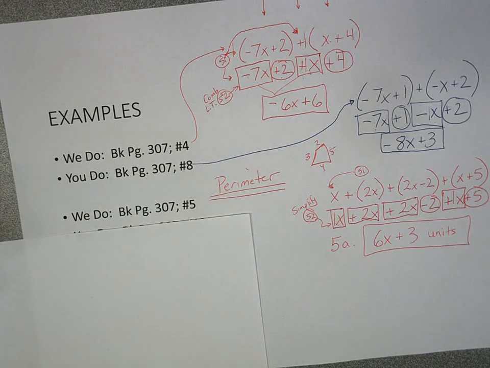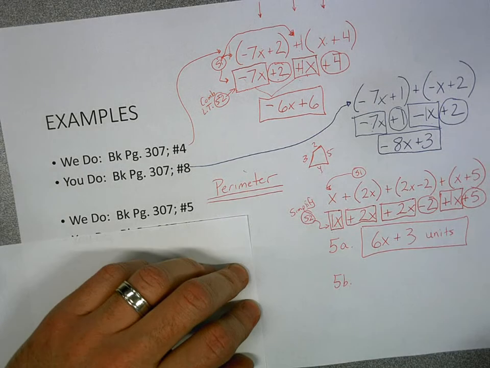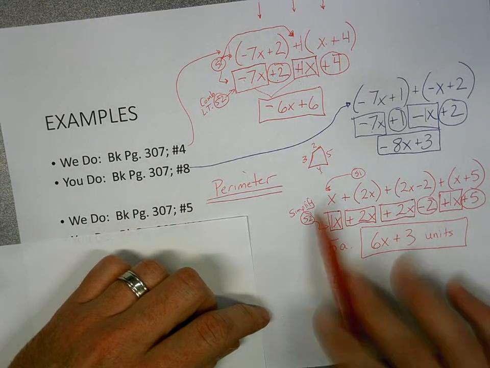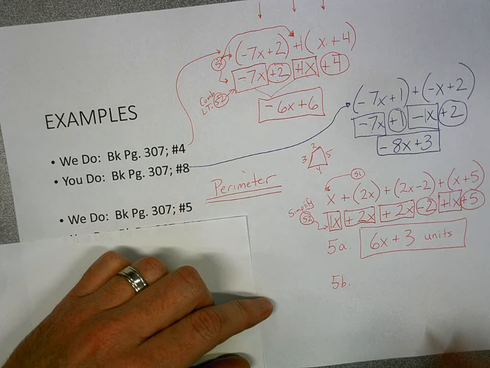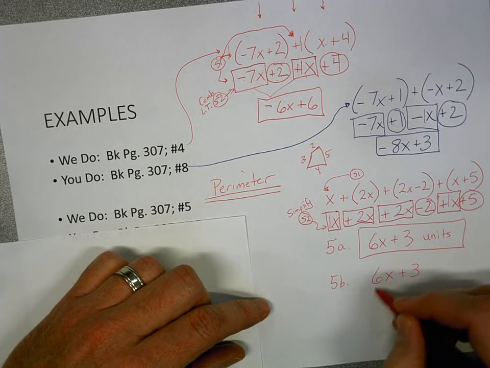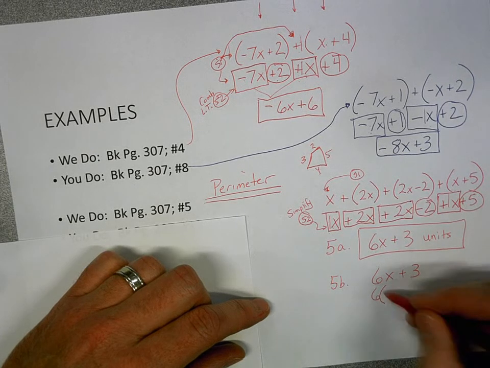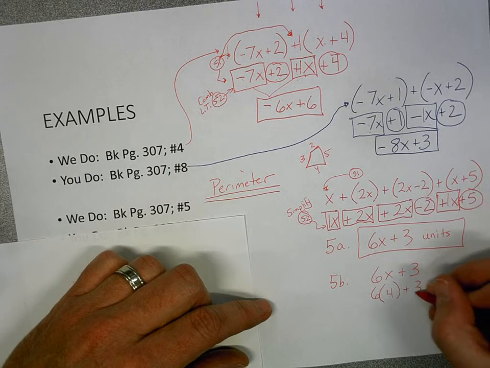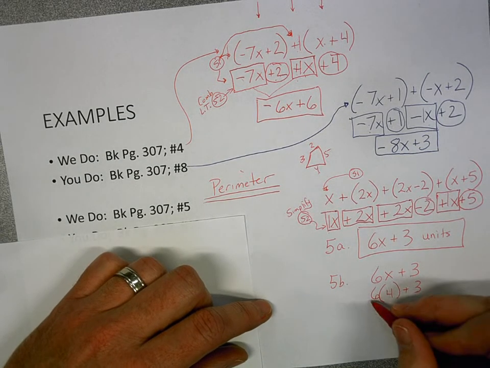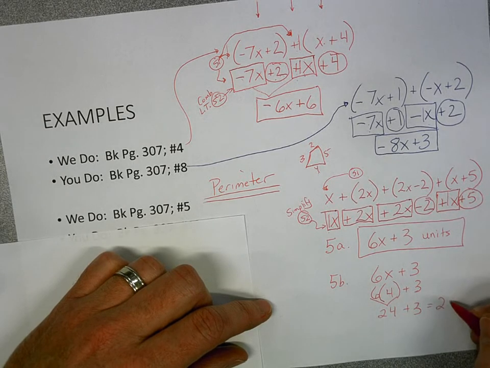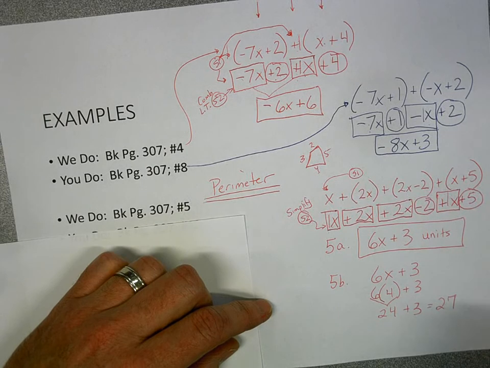Now 5B, let's spend a couple seconds on this. 5B says find the perimeter of the figure if x is equal to 4. Now here's the neat thing. You don't have to go back here and plug 4 into all this and recalculate. We have a simplified expression. Here's all we have to do. They're defining the variable. All we need to do is use parentheses, plug 4 in for the x. And when you do that, follow order of operations, we have 24 plus 3, which of course gives us 27 units.